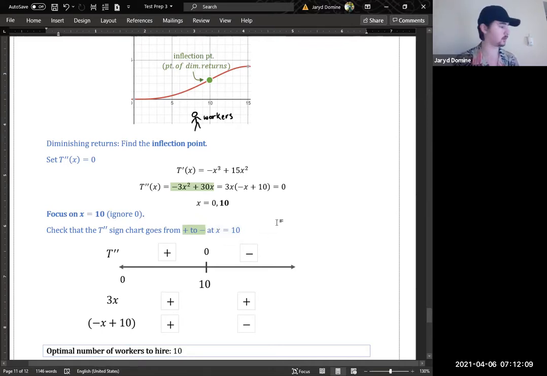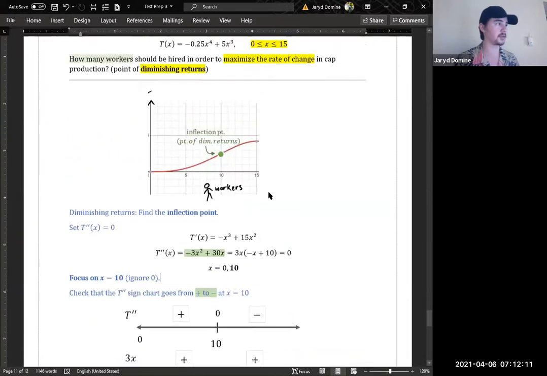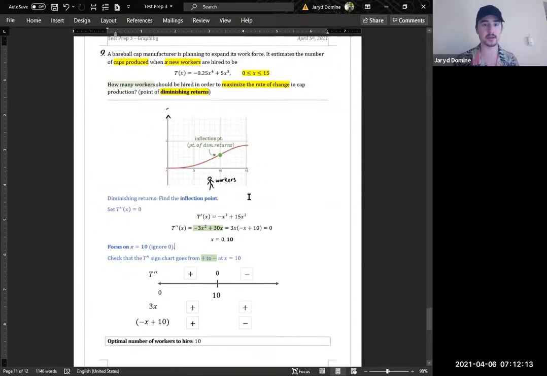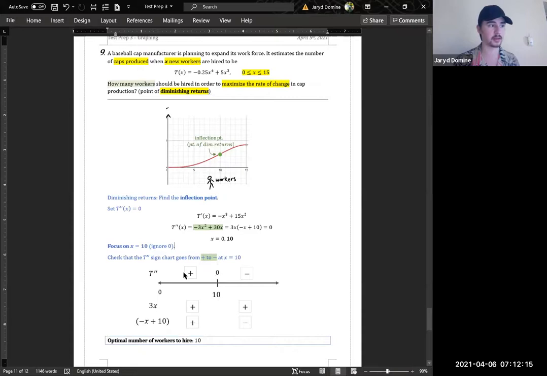Okay. Sorry if that was kind of long-winded. All that we have to do is find the inflection point and then show that the chart goes from plus to minus there. Okay. So that's all you need to know for the test. Okay. Any questions on this one?